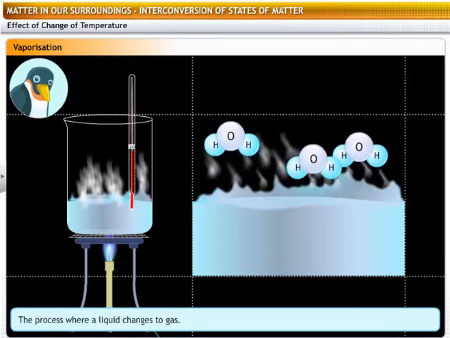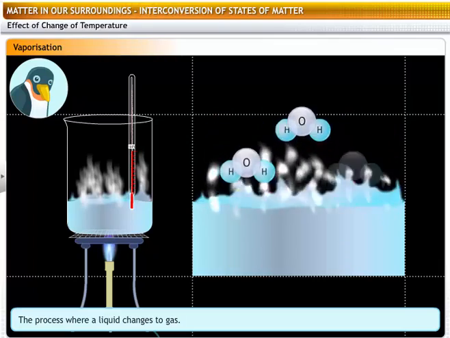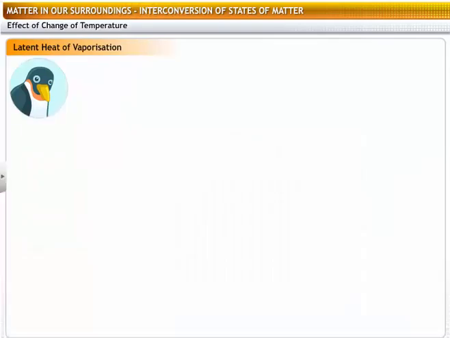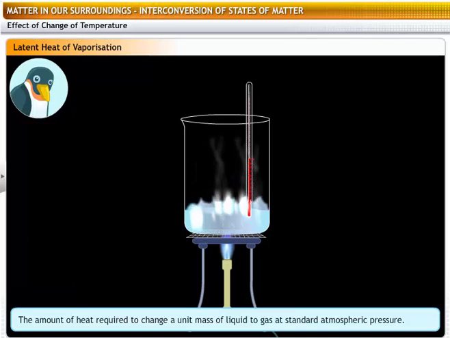Just like in the case of ice turning to water, this change of state also requires latent heat. When 1 kilogram of a substance in the liquid state changes into its gaseous state at the same temperature and at standard atmospheric pressure, the heat energy used up is known as the latent heat of vaporization of that substance. Ah, I see. Every time matter changes state, latent heat is taken in or given out.